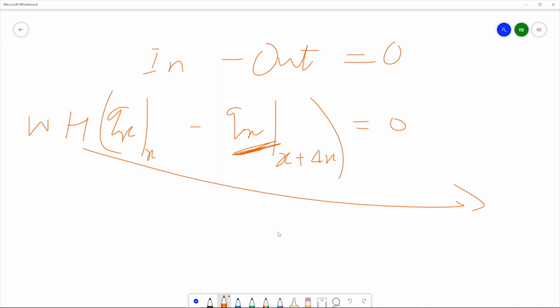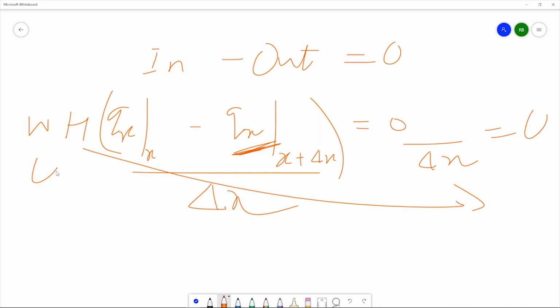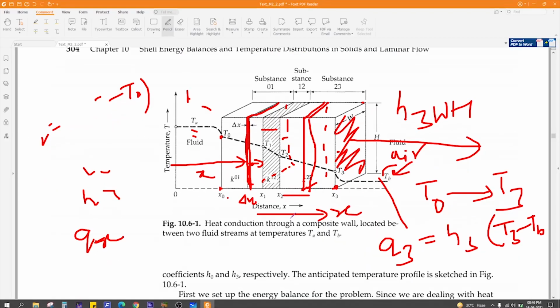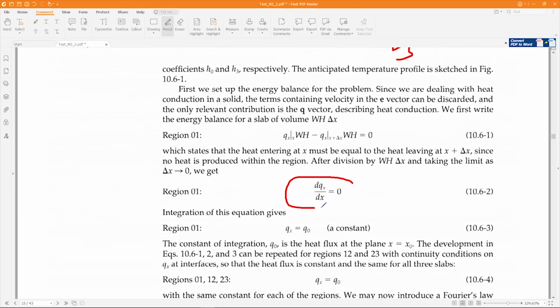So multiply both sides with delta x. If you multiply both sides with delta x, this will not make any difference, it will again be zero only. And take the limit, delta x tends to zero. You will get minus dQx by dx equal to 0, right? So you can remove the minus, and you will get dQx by dx equal to 0. So you have got this one.